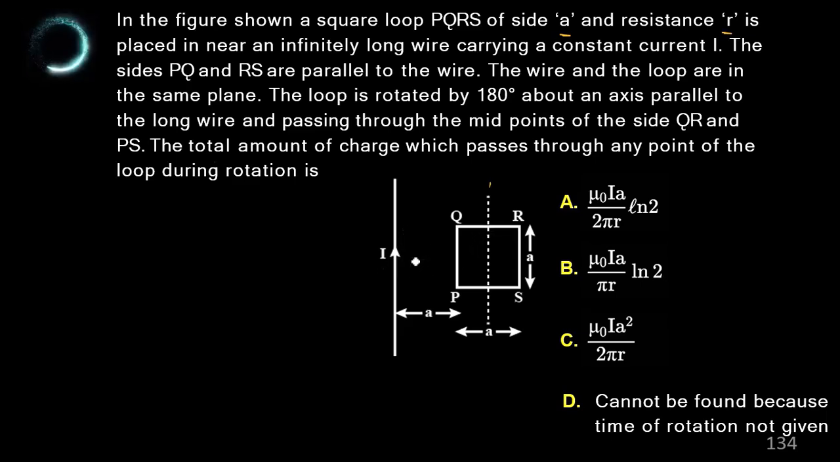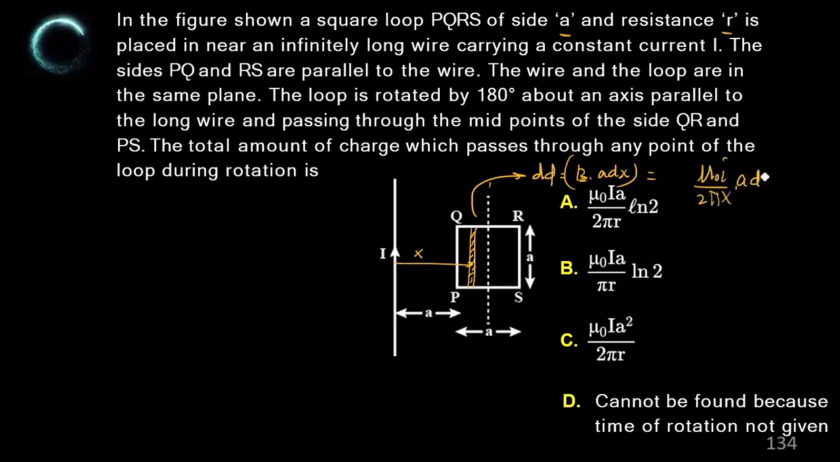If I take an element of distance x, take an element like this. About this rectangular strip, what is the total flux? So dφ should be equal to B dA. Now what is dA? dA should be equal to A dx. So B into A dx. What is B? B should be equal to μ0 I by 2πx, into A dx.